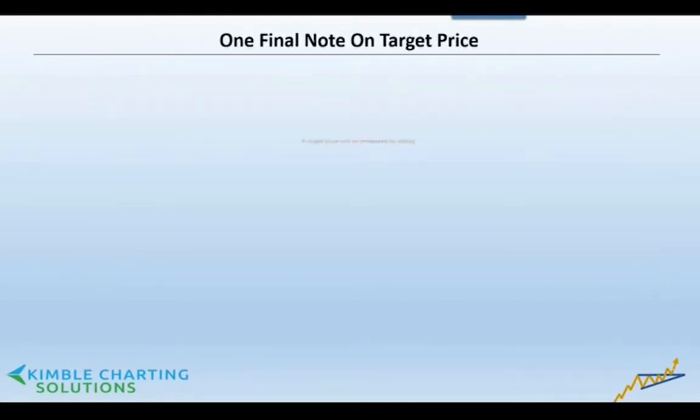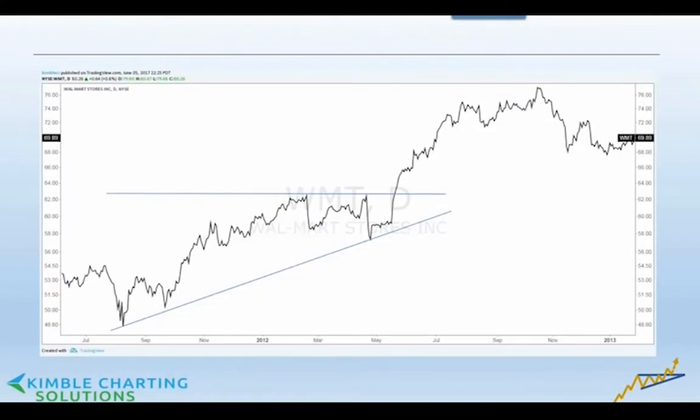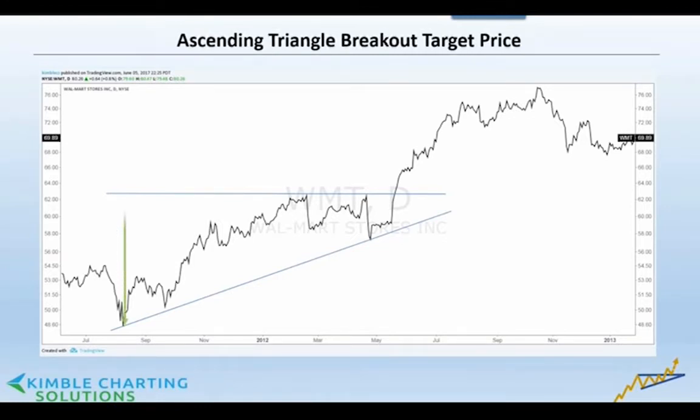One final note on a target price to the upside. A target price can be measured by taking the widest distance from the base of the pattern to the top and applying it to the breakout. And it's just ironic how this can work in a really positive way, everyone. Here's the ascending triangle breakout target price. So here's the measurement.